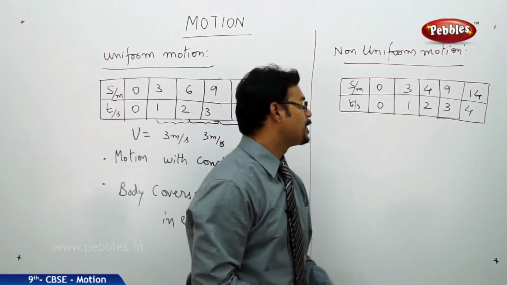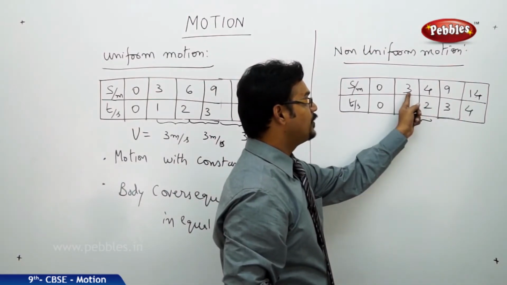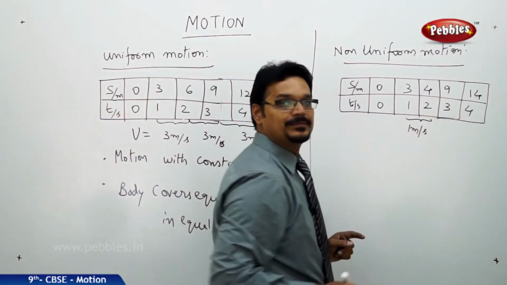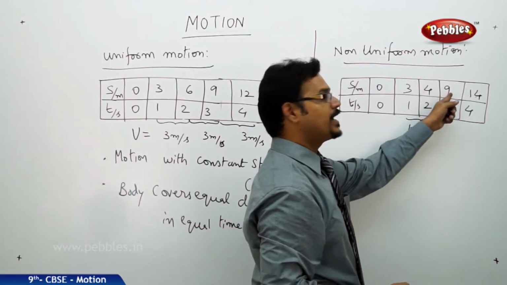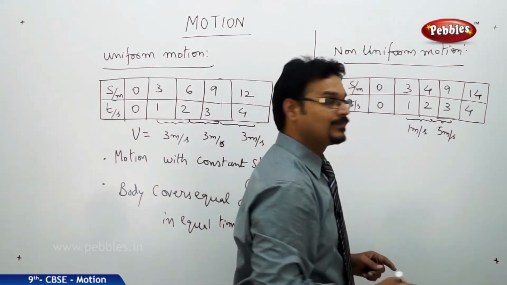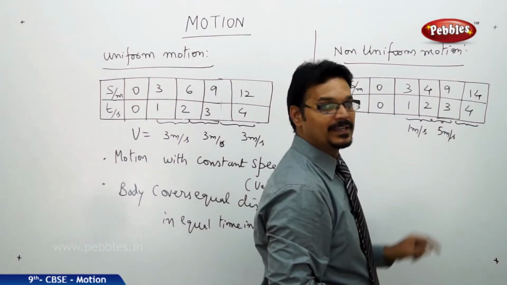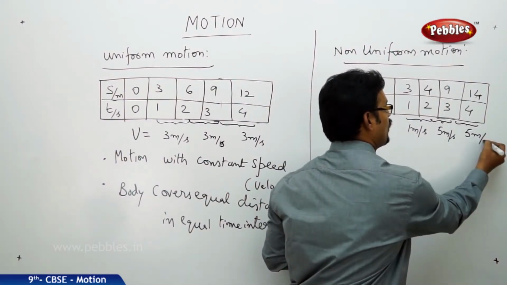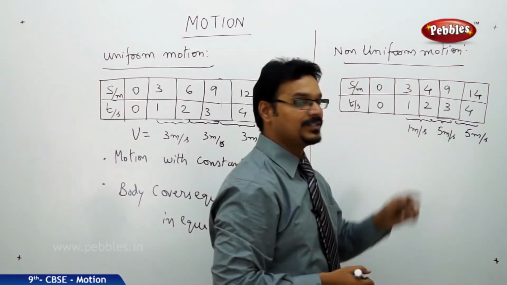See the table carefully. In 1 to 2 seconds, the distance traveled is 3 meters to 4 meters. The distance traveled is 1 meter, 1 meter in 1 second. Now from 2 seconds to 3 seconds, the distance traveled is 4 to 9, meaning 9 minus 4, 5 meters in 1 second. Now from 3 to 4, the distance traveled is 14 minus 9, which is 5 meters in 1 second. So what happened here? Speed is not constant, speed is changing.